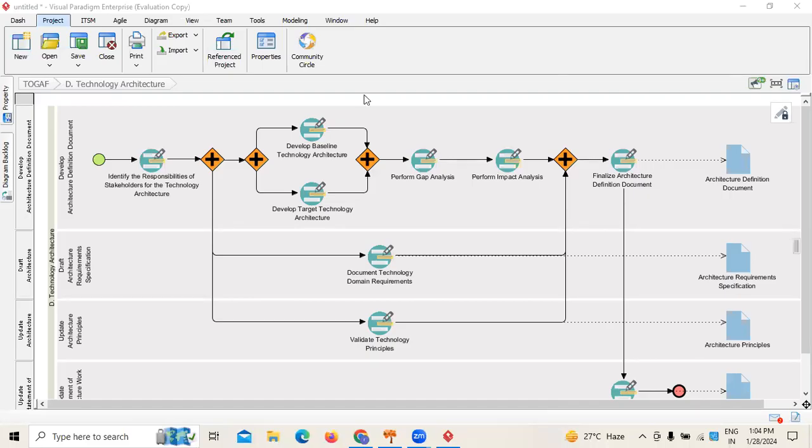Right. So, in today's video, I'm going to discuss the technology architecture part. Because as we all know, whenever we are working on application development, understanding our enterprise architecture, followed by the solution architecture, is essentially important.